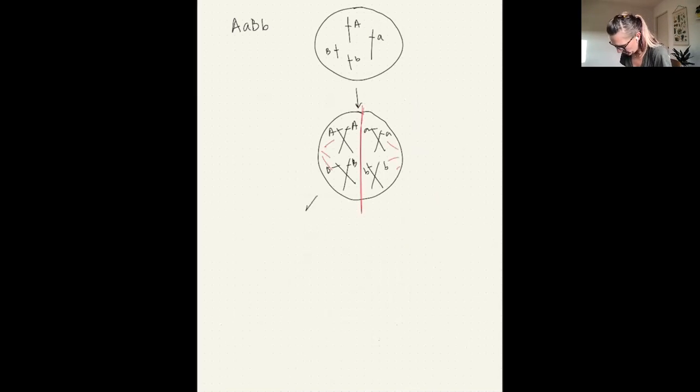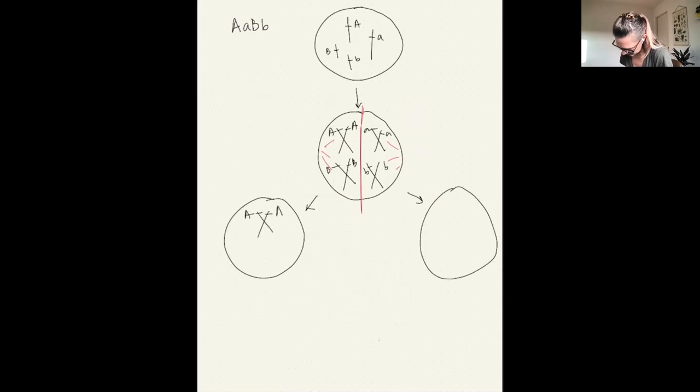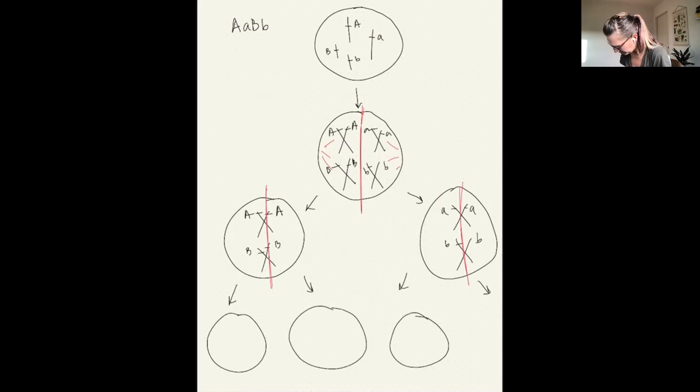And if meiosis 1 goes okay, we are going to result in a cell that has a duplicated A and a duplicated B for both cells. Then, when we separate our sister chromatids in meiosis 2, we are going to see non-disjunction in one of them.